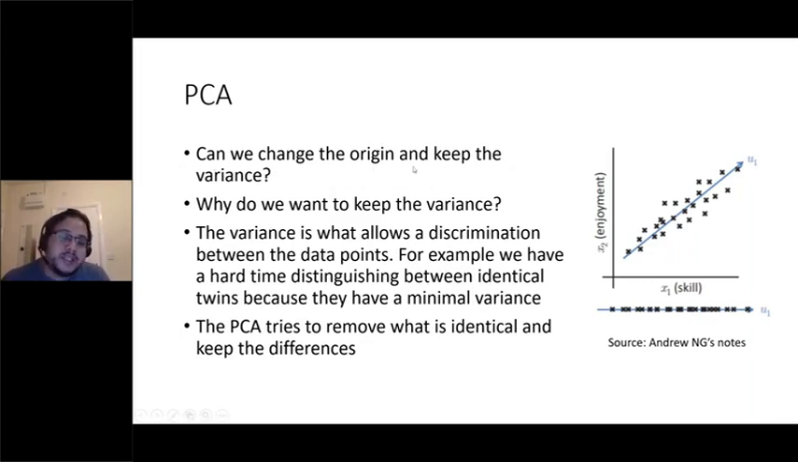Can we change the origin or the reference, yet keeping the variance? Why do we want to keep the variance, guys? Tell me why. Why do we want to keep the variance? To keep the first characteristic of the system. Great, yeah. This is why the variance is what allows you to make the difference.